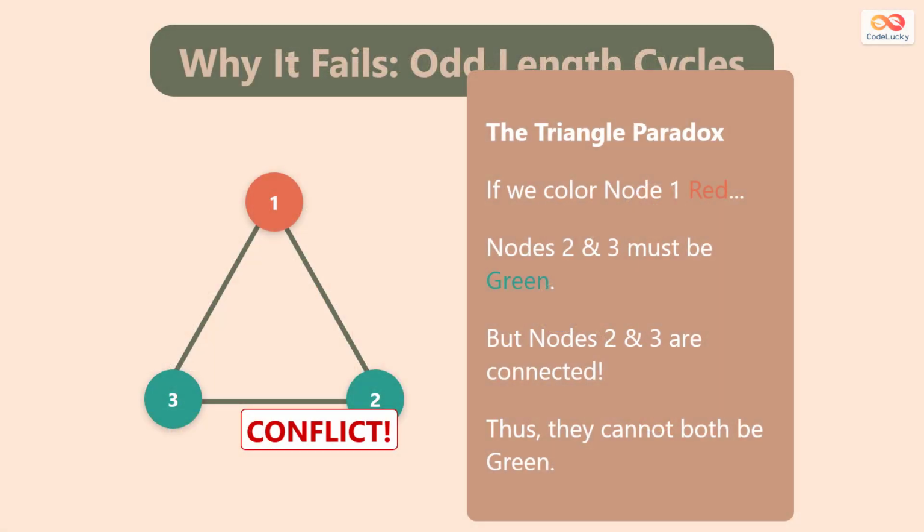So, when does this fail? The classic counterexample is a cycle with an odd number of nodes, like a triangle. If you color the top node red, its neighbors must be green. But since those neighbors are also connected to each other, they cannot both be green. This conflict proves that a graph with an odd-length cycle cannot be bipartite.